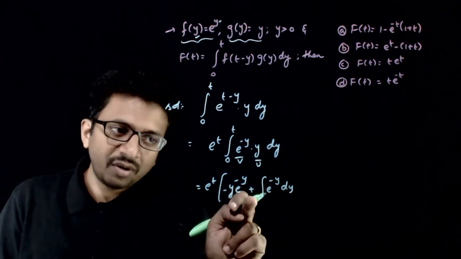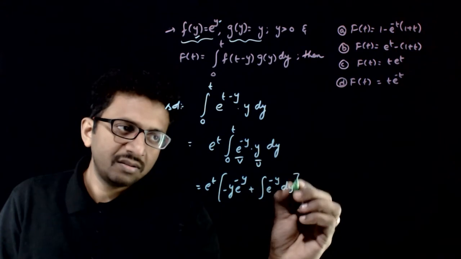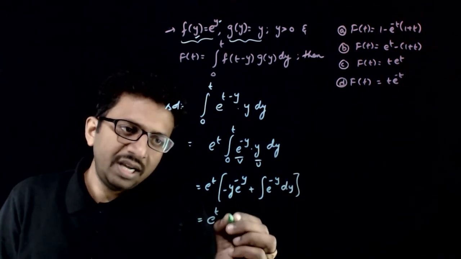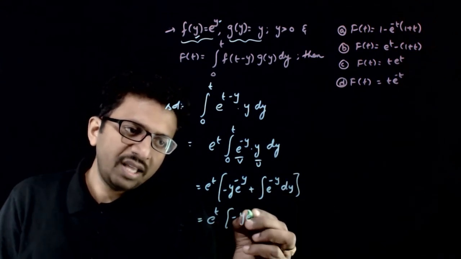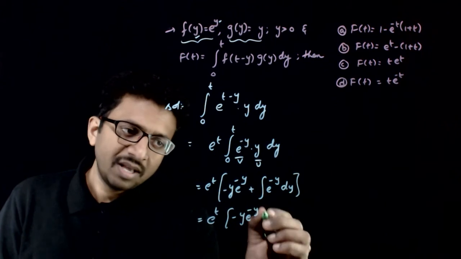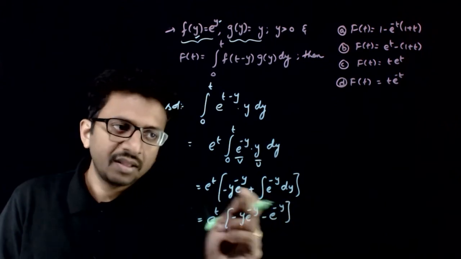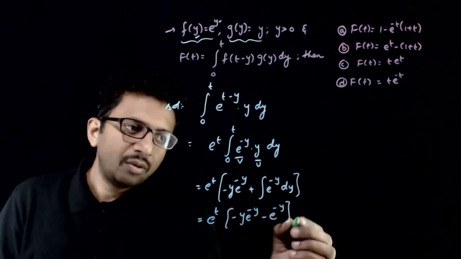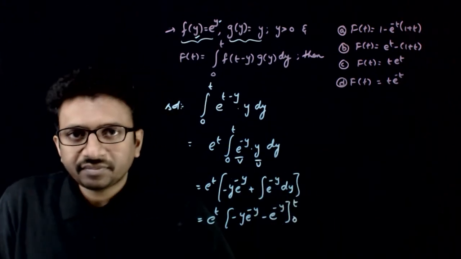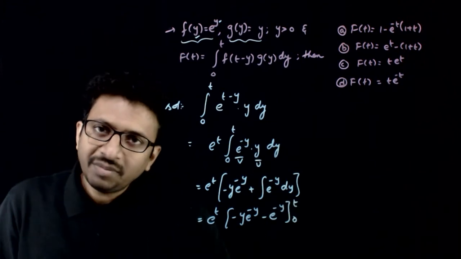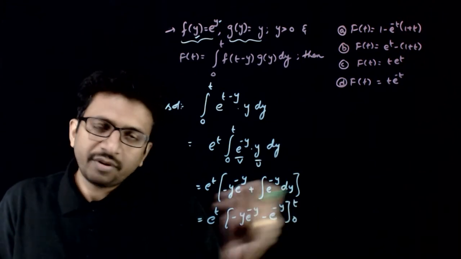So you have a minus and a minus e power minus y, so minus becomes plus. That is equal to e power t times minus y e power minus y minus e power minus y. So this is the integration going from 0 to t, that is y is going from 0 to t.